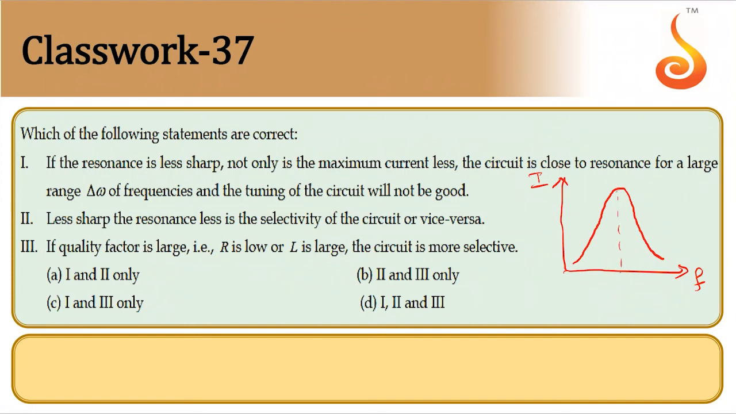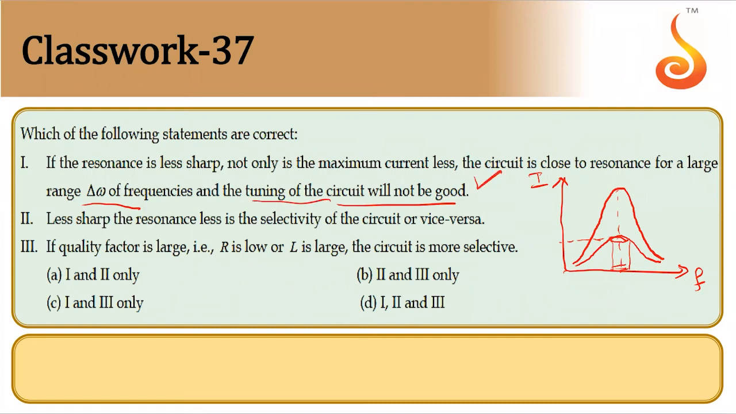If I increase resistance, sharpness of resonance decreases, but resonant frequency remains the same. So resonance occurs at the same frequency, but current at resonance will be less. So the curve will become more and more flat. So for a large range of delta omega frequencies, within this band, whatever frequencies occur, for all of them the resonance occurs and circuit tuning will not be good. So this is correct.